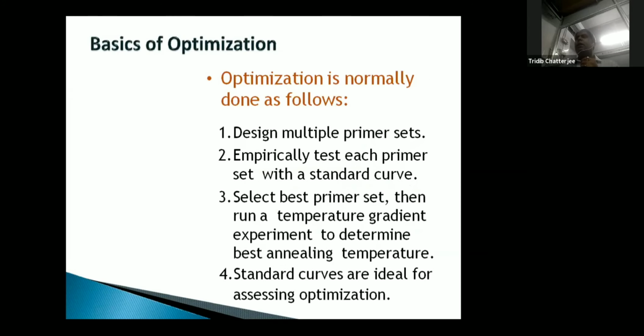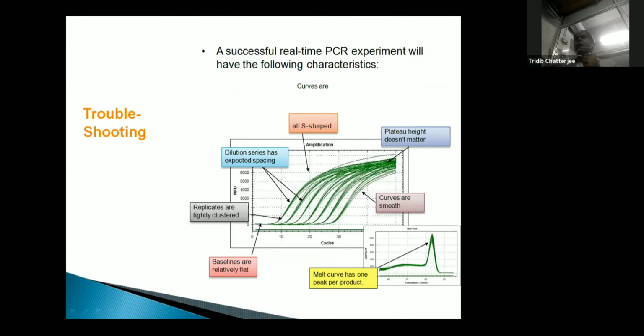Now, this optimization is not part of the lab work if the lab is using a commercial kit. If the lab is designing the kit, then it's obviously an important part of the lab, because you have to design multiple primer sets, see how the primer set is binding, and then optimize the assay. But normally the commercial kits are pre-optimized by the manufacturer.